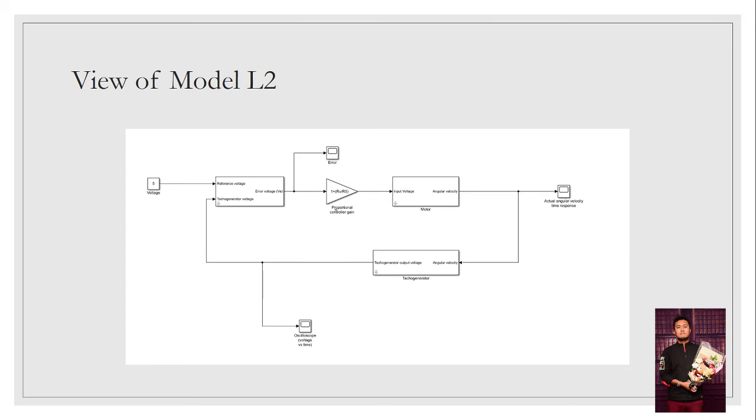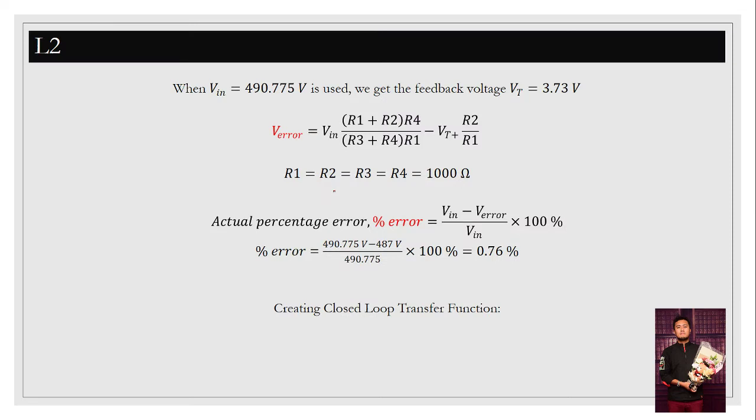We have here also the Kp, and here we have Kt. We use the same voltage input of 190.775 volt, and we get the feedback voltage of 3.73 volt in this model. It's different from the model L1.